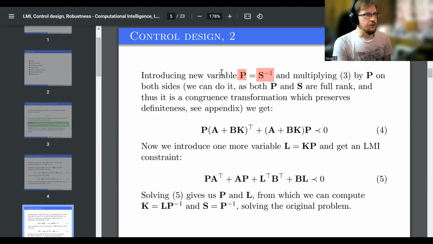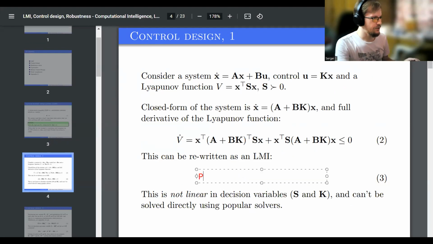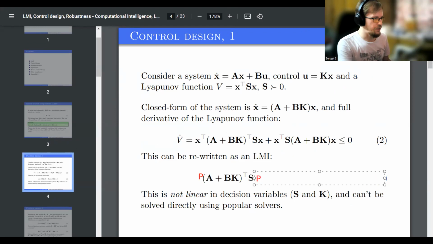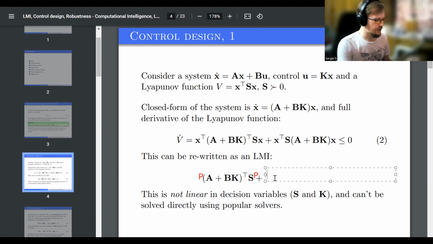Okay, so we can multiply this equation. Let me clear everything. This equation we can multiply on both sides by P, which is S inverse. What happens when we multiply it by P? Why not P transposed? Well, because P and P transposed are equal to each other. P is a symmetric matrix, since S is a symmetric matrix, its inverse is also symmetric. So we don't need to actually transpose anything here. So we have P here, and another P here.